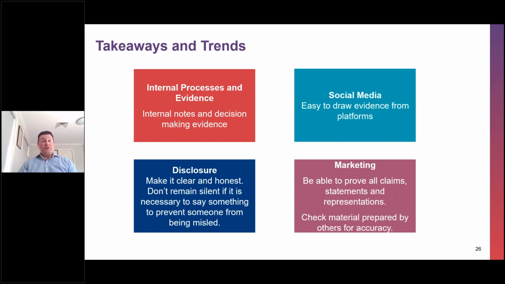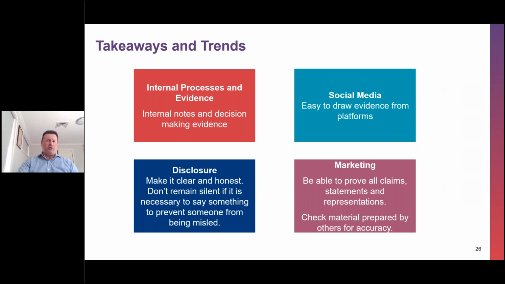Disclosure, it's an obvious one. Make it clear and make it honest. Don't be silent if it's necessary to say something to prevent someone from being misled. Again, some of these things are pretty obvious in terms of what you should do. The application is something a bit harder. With your marketing, make sure you can substantiate your claims and representations. Check that all the material that's been prepared by third parties is accurate. Don't rely on them to do the right thing. Make sure it's accurate for your business and your organisation.